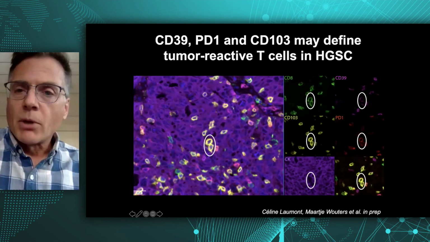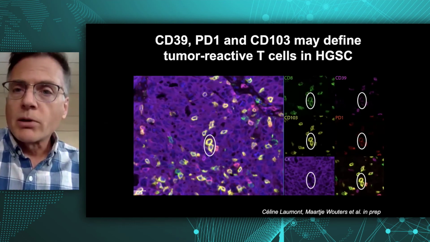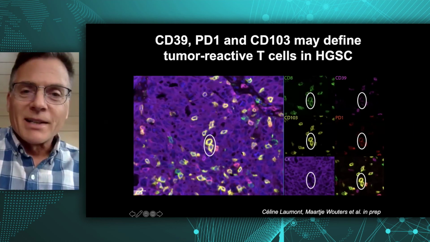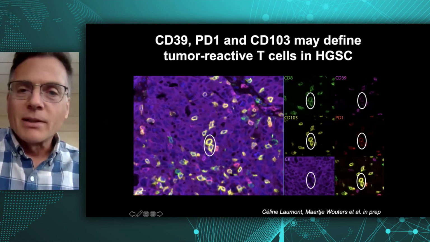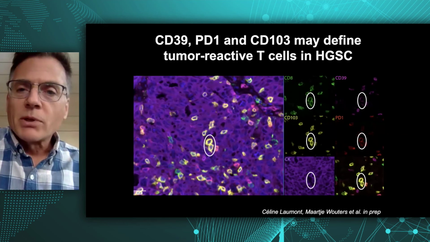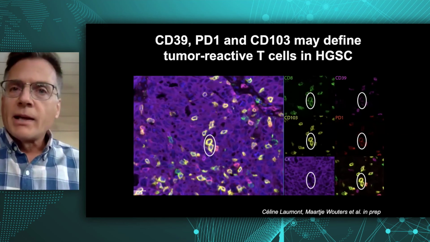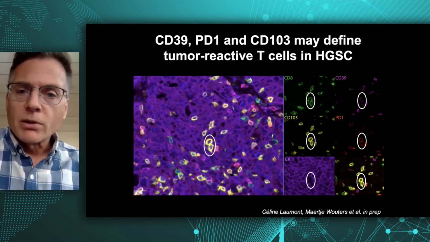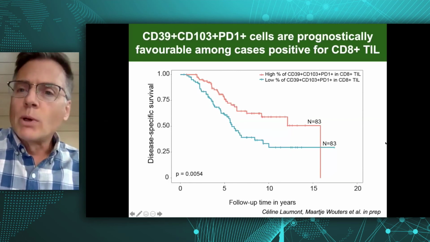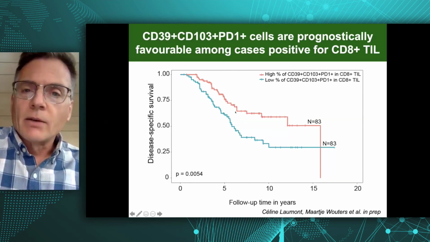We worked up a multicolor panel, including these markers as well as CD8, and looked at a number of tumors, and you can see the jelly bean-like patterns that you get when you look at this number of markers in CD8 TIL. But we do indeed find a fairly rare population of cells, and here's an example, that are CD8 positive and also express all three of these other markers. For the sake of time, I won't say much more about them other than when we look at their prognostic significance, we find they are strongly associated with survival.